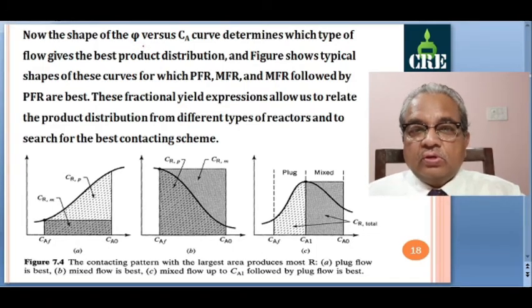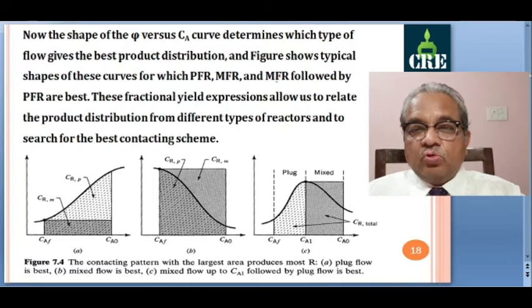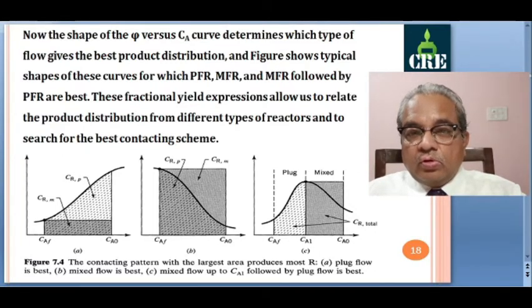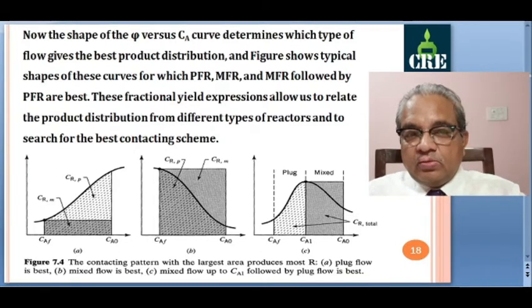The shape of the phi versus Ca curve determines which type of flow gives the best product distribution. So again these curves are plotted, and the following figures show typical shapes of the curves for which PFR, MFR, or MFR followed by the PFR is best. Three schemes: plug flow, or mixed flow, and then mixed flow followed by plug flow reactor. So first you will place mixed flow and then plug flow reactor.